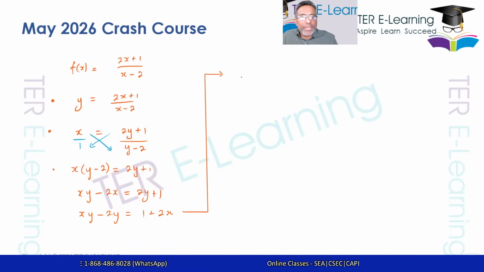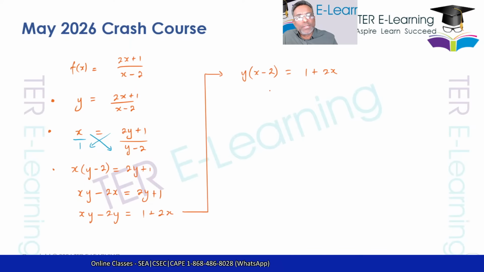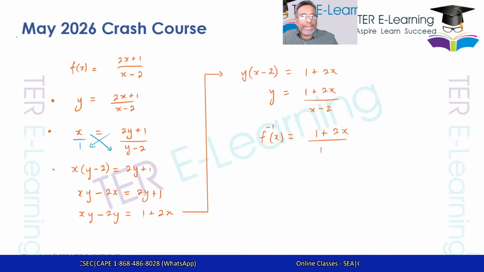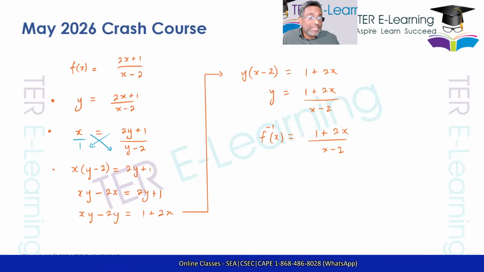Now the next thing that we're going to do here is factorize on the left hand side. So we have y times x minus 2 is equal to 1 plus 2x. So therefore y is equal to 1 plus 2x all over x minus 2. So therefore your inverse of this function here is going to be equal to 1 plus 2x all over x minus 2. So like I said, this is the most difficult type of inverse question that can come in the exam.